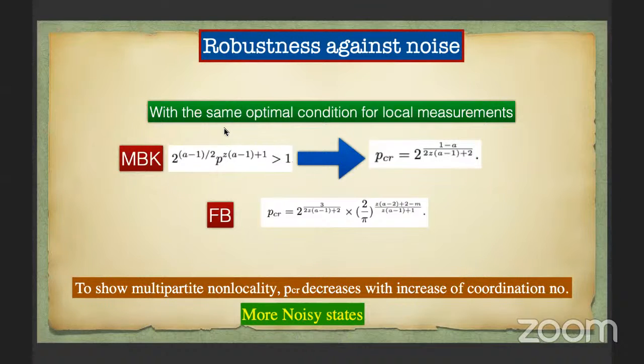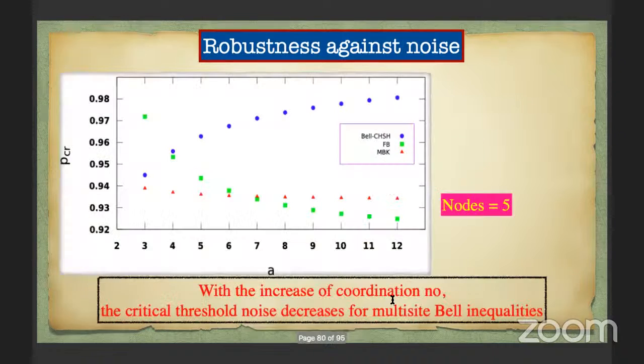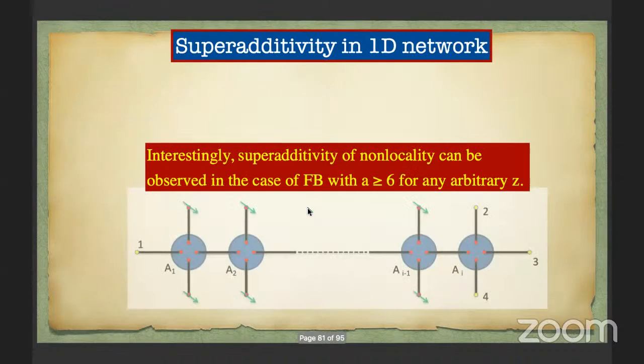Even for the multipartite scenario, we find that to show multipartite nonlocality, the critical p, that means the initial state noise parameter p, decreases with the increase of coordination number. So it is robust against noise, and this robustness can be seen from this graph. You see that as we increase the coordination number, these green squares and red triangles decrease. That means we require less and less noisy states to obtain the violation in the final state. And superadditivity can also be observed.